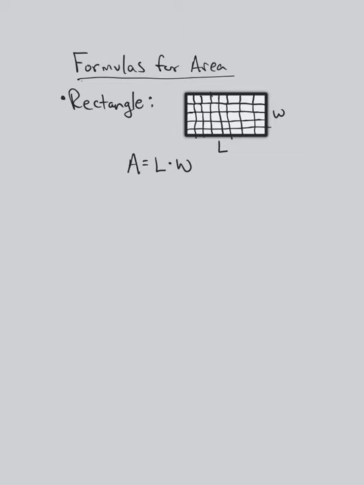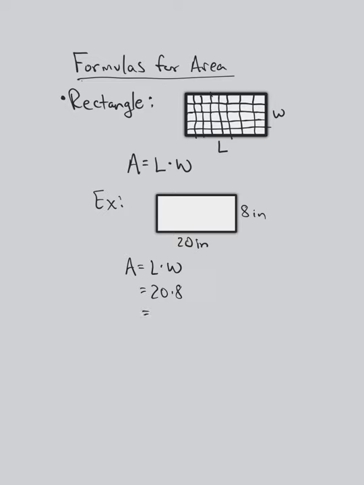Now I want to point out something about the units too, real quick, and do a quick example here, mostly just to point out why we get square units. All right, let's get another rectangle drawn. Let's say that the length here is 20 inches, and the width is 8 inches. To get the area, like we said, it's just length times width. So we would just do 20 times 8, which is 160.